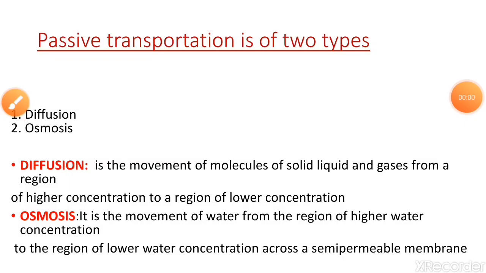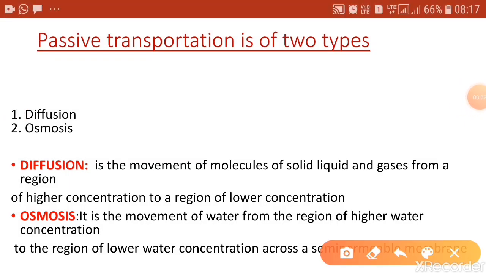Let's now study about passive transportation. Passive transportation, as I've just told you, is a movement of molecules from the region of higher concentration of those molecules to the region of lower concentration without expenditure of energy. Now passive transportation is of two types, that is diffusion and osmosis. Let us learn about these two processes in detail.